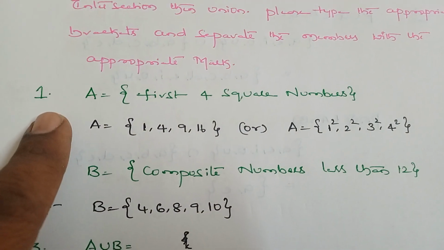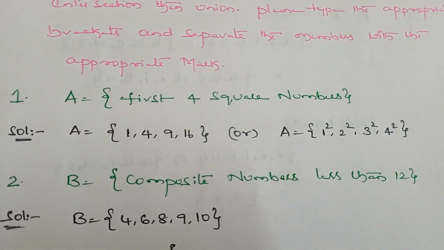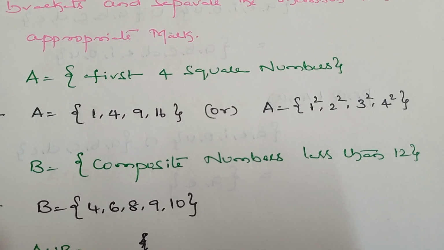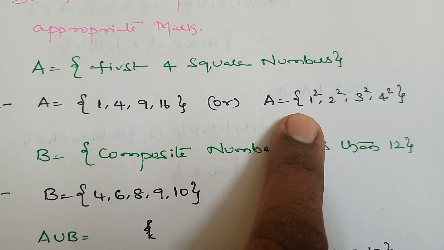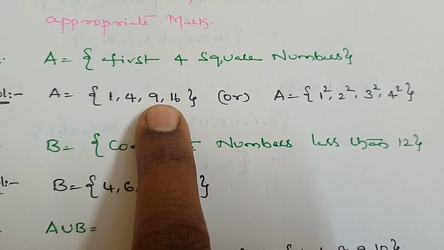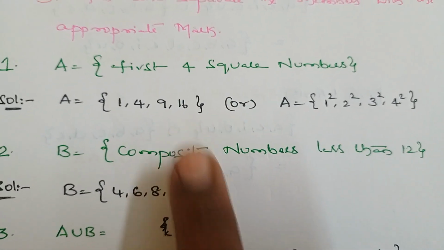Okay, first one, set A equal to first 4 square numbers. So what are the square numbers, guys? So 1 square, 2 square, 3 square, 4 square. They said up to 4 only. Okay, we can write this set in this way also. 1 square is 1, 2 square is 4, 3 square is 9, 4 square is 16. You can write in any of the ways.